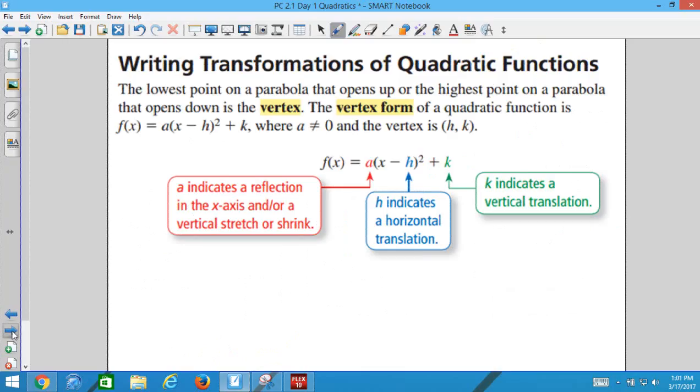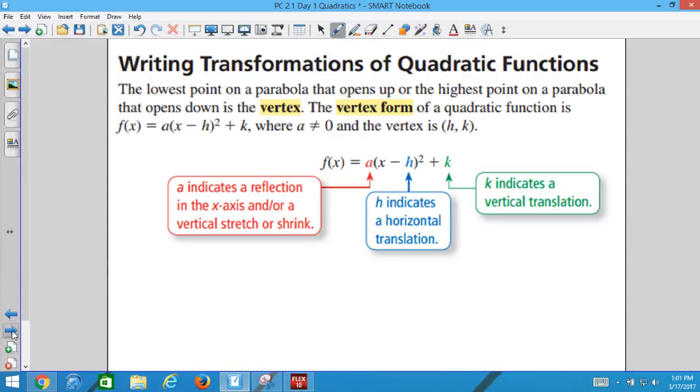We're going to start out by graphing, and all the graphing we're going to do today is in vertex form. When it is in vertex form, you have a value out front they call a. You guys remember when we did sine and cosine and we graphed and we had a, b, c, and d? So this is kind of like that, only this is going to be less steps. There's an a, an h, and a k. An a indicates a reflection in the x-axis and/or a vertical stretch or shrink.